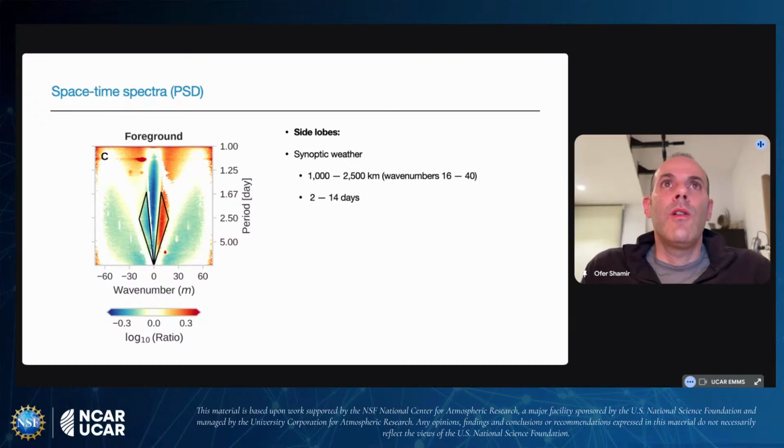And finally, in the side lobes, scale-wise, they are most consistent with synoptic scale weather of wave numbers between 16 and 40, and again, periods of between 2 and 14 days. I forgot to say that the period is shown here on the right ordinate. There is also spectral leakage in these regions from lower frequency variability, and in these regions, there is certainly spectral leakage from higher frequency variability. So it's difficult to say exactly what's going on here.